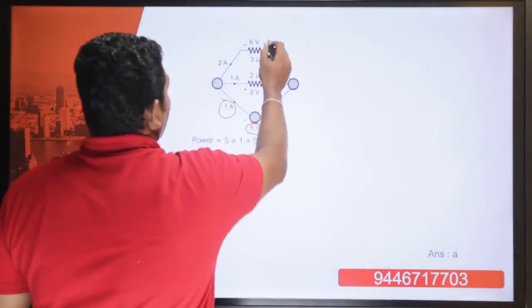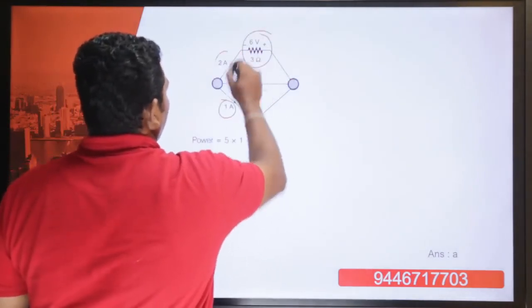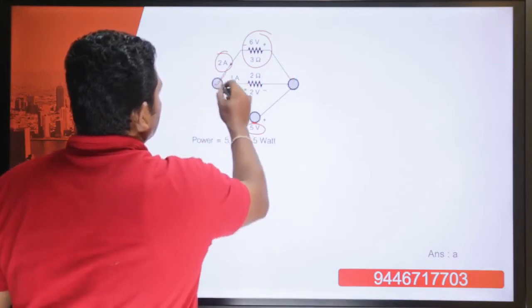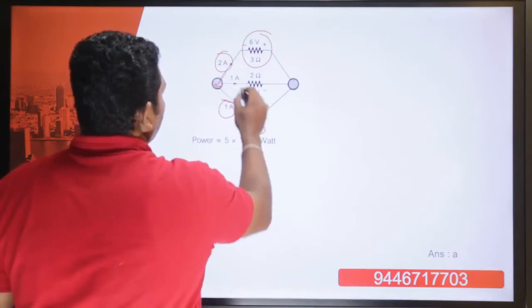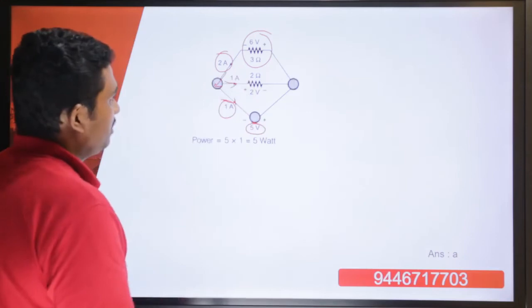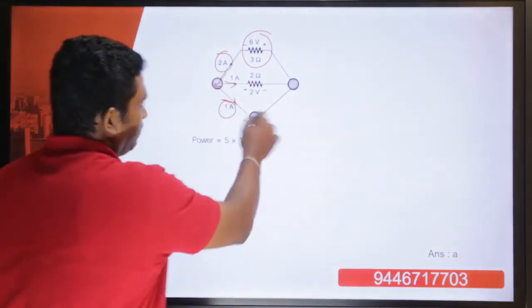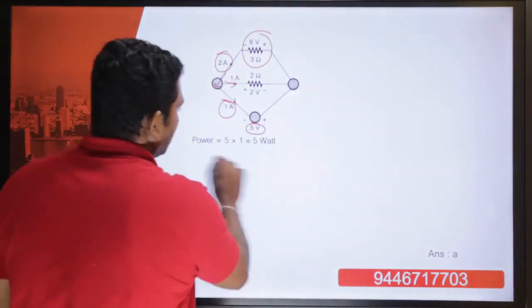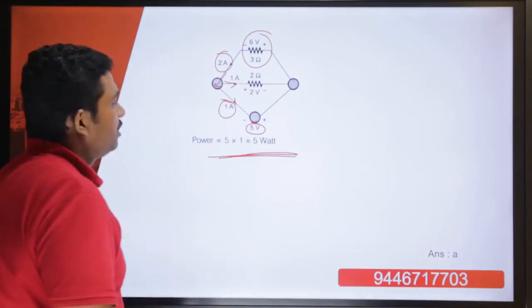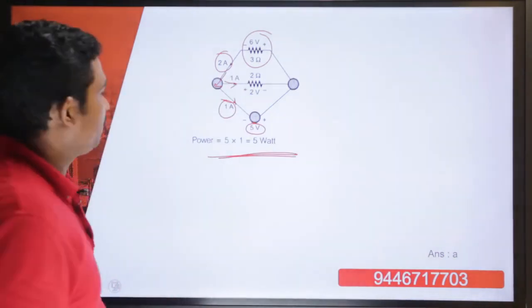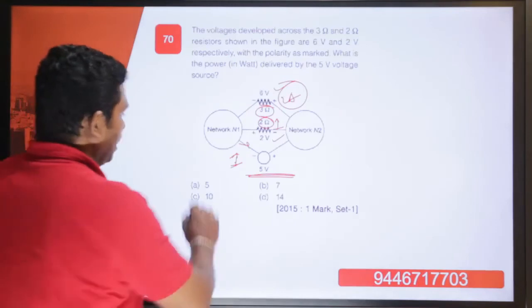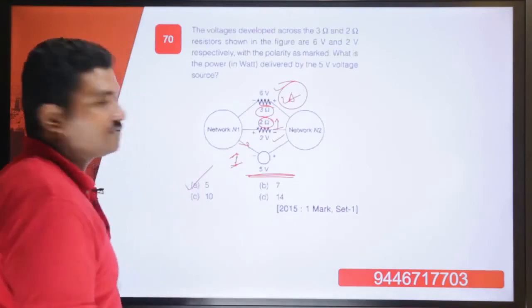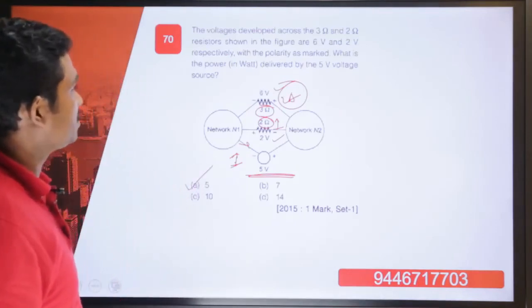The current in this portion is 2 amperes. And this 2 amperes is coming into this node. Now the 2 ampere is splitting into 1 ampere and 1 ampere. So the 1 ampere is the current that passes through the 5 volt source. So what is power? Power is V into I, or it is 5 into 1, which is equal to 5 watts. So what is our answer? Our answer is option A, which is 5 watts. So that is about question number 70.